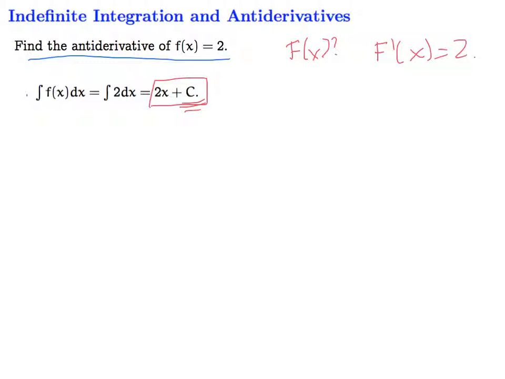Now, of course, it doesn't always hurt to check your work and just take the derivative real quick. Well, the derivative of 2x plus c is going to be 2 plus 0, so 2. Good job.